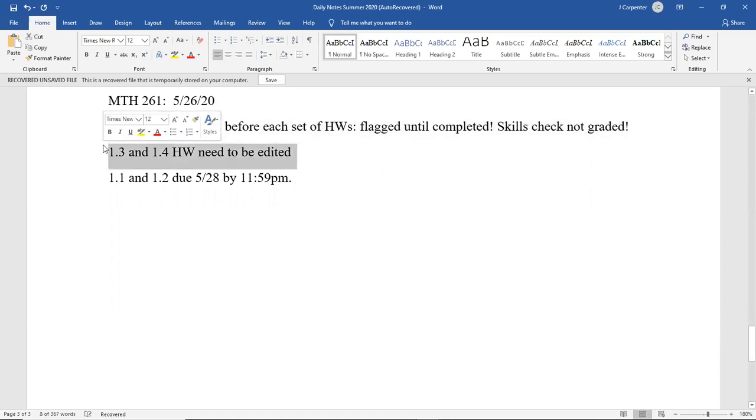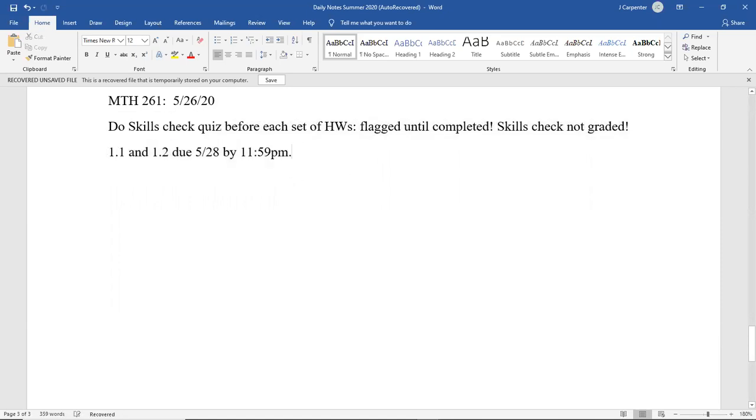The 1.3 and 1.4 homeworks, I still need to edit some. Unfortunately, I need to learn to edit my assignments before I make them visible, because once a student goes into them, I can't actually edit the homeworks anymore.